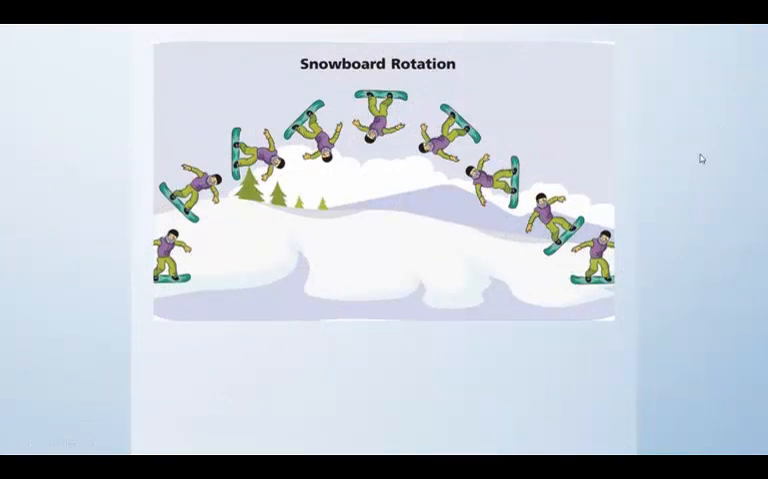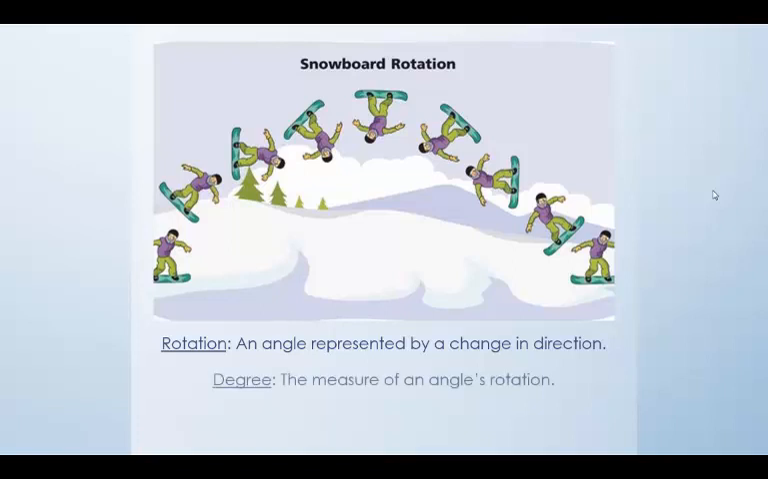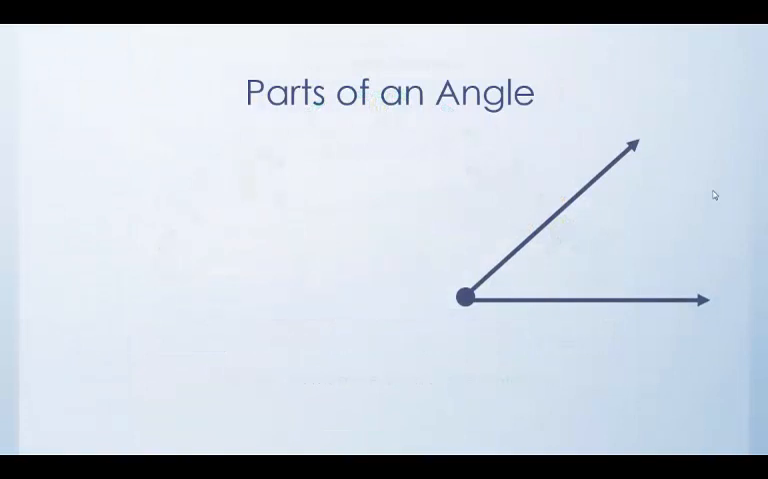Alright, so the first thing we need to talk about after we watch this video is just two quick definitions about what we saw. The first one would be the definition of a rotation. A rotation is just an angle represented by a change in direction. So the snowboarder changed his direction, he rotated, okay? And that rotation creates an angle. Those angles then can be measured in degrees. So the snowboarder rotates, his rotation can be marked by an angle, and then that angle can be measured in degrees.